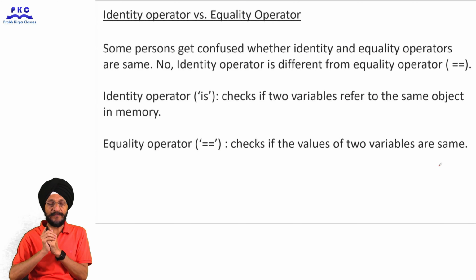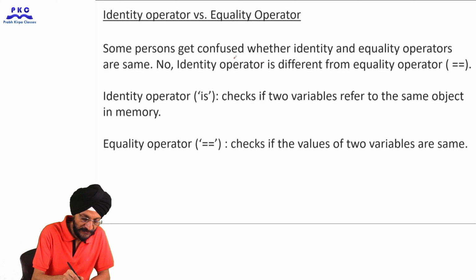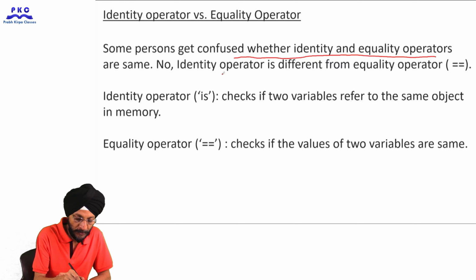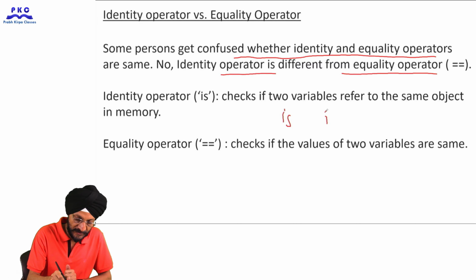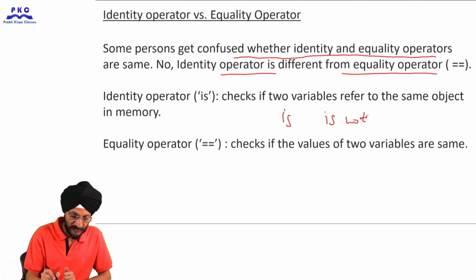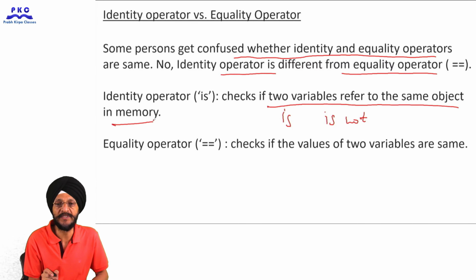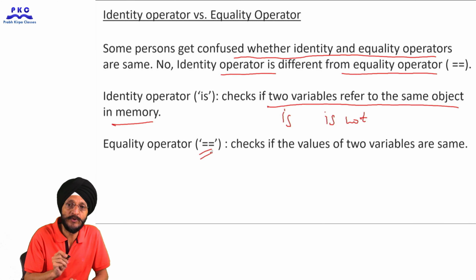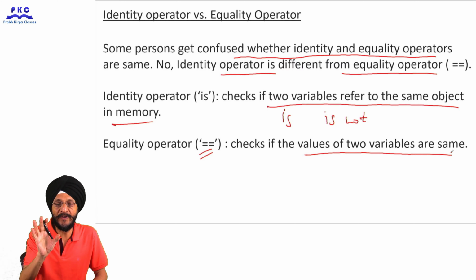Now we will understand the difference between the identity operator and the equality operator. Some persons get confused whether the identity operator and equality operator are the same. The answer is no. The identity operator is different from the equality operator. The identity operators are is and is not. The identity operator checks if two variables refer to the same object in memory. On the other side, the equality operator, equals equals, checks if the values of the two variables are the same.